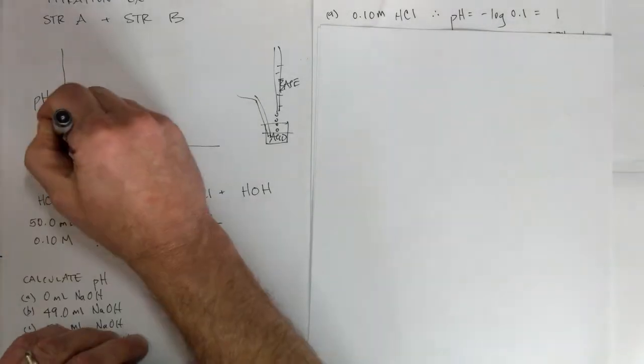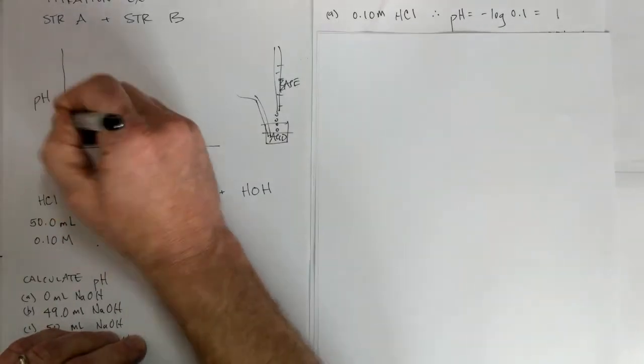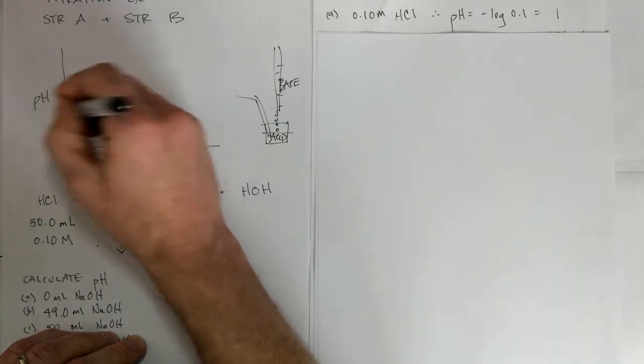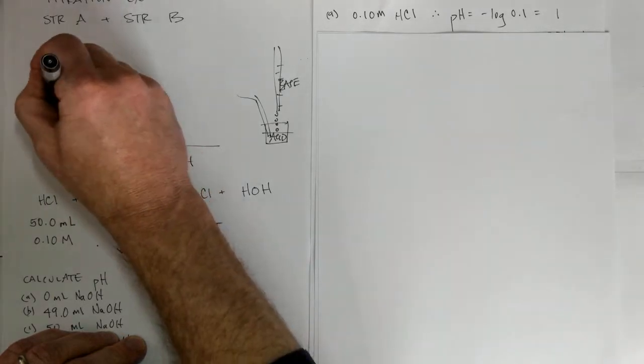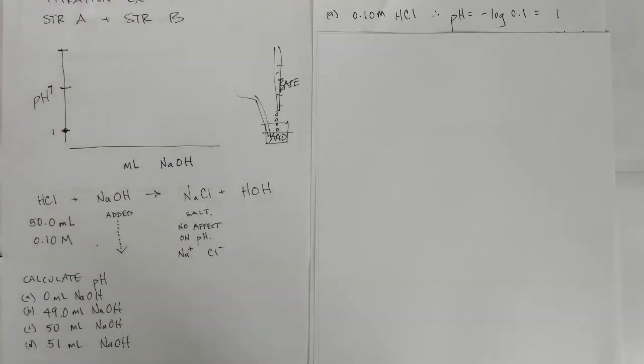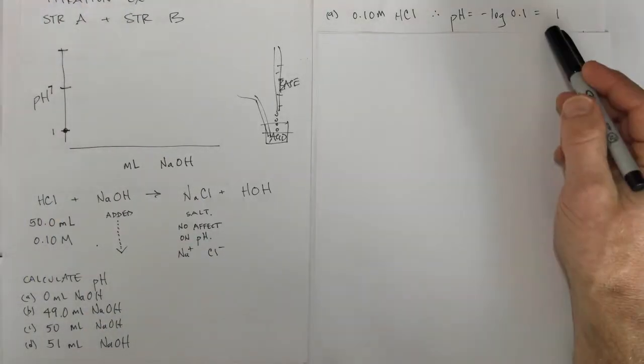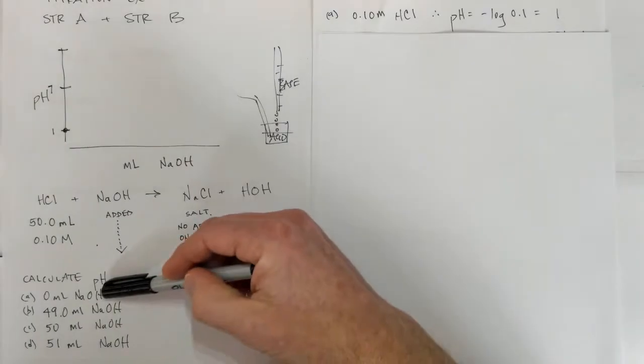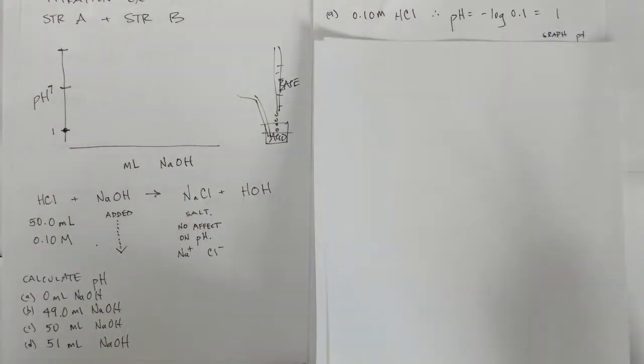And so at the very beginning right here, at a pH of 1, we'll put our first point right here. I'll just sketch this in here, and we'll get some other points on the pH scale. A pH of 1 is where we're starting when we've added 0 milliliters of NaOH.